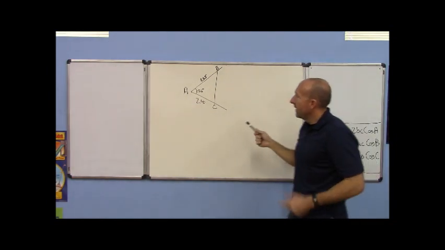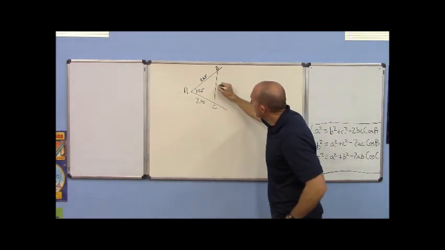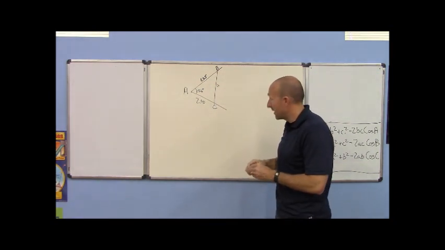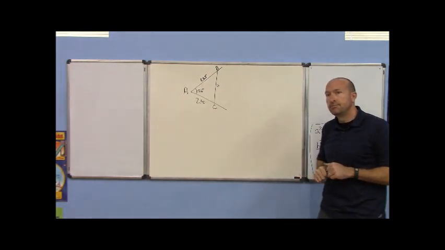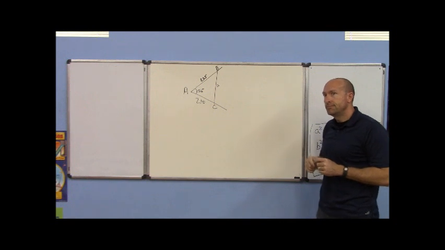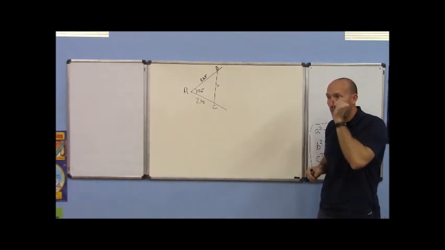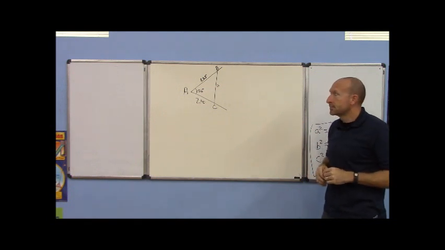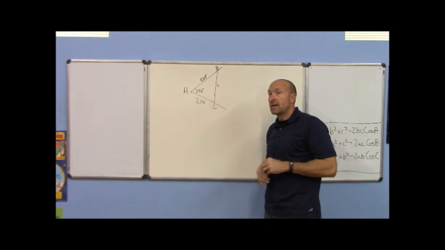So, we have one angle and two sides. We want to find out that side right there. Which law are we going to use? Sine or cosine? Cosine. Very good. Why? Because we have two sides and one angle. And that's what's throwing us.